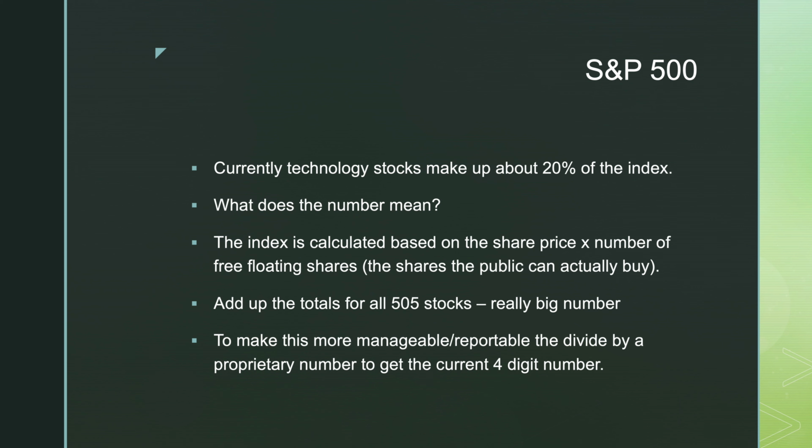So if we do that for all 505 stocks, we take the share price times the number of free-floating shares, and we add all those up, you end up with a really, really big number, one that would not be easy to report each evening. So to make this more manageable, it's divided by a proprietary number to get it to the current 4-digit number that you hear reported each evening on the news.